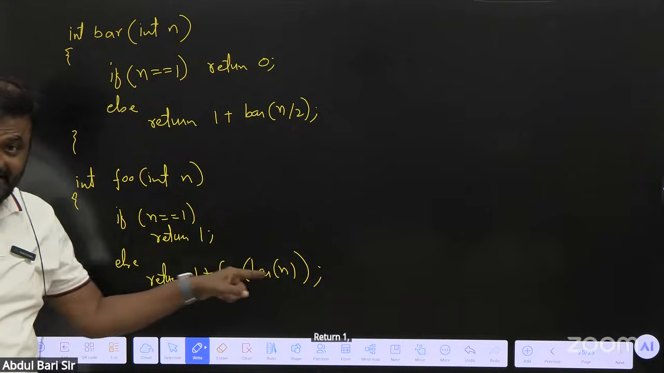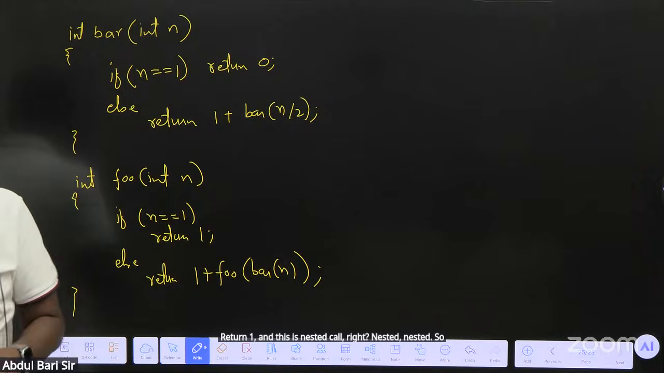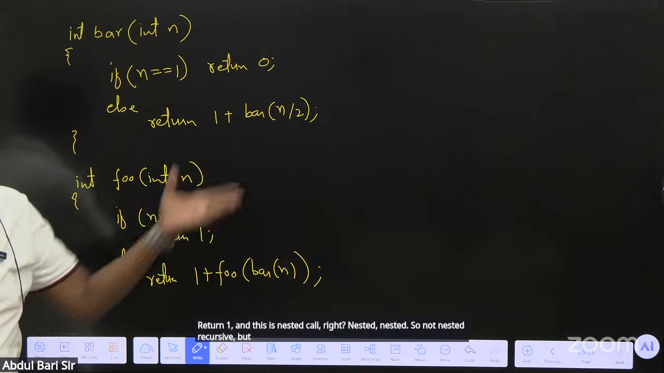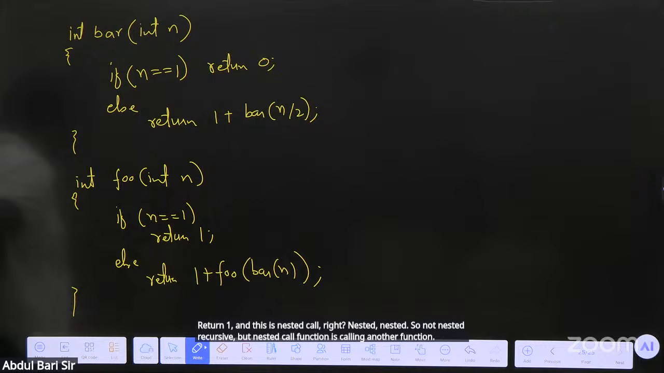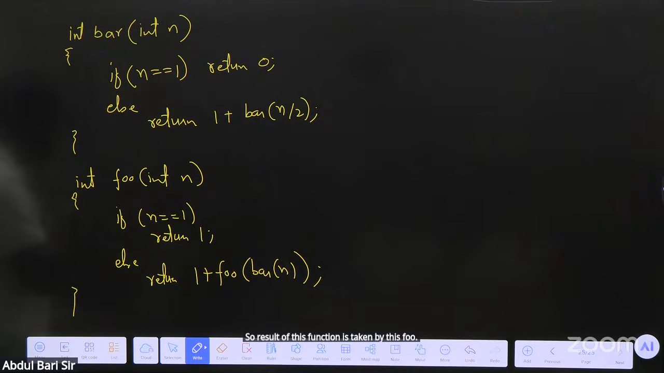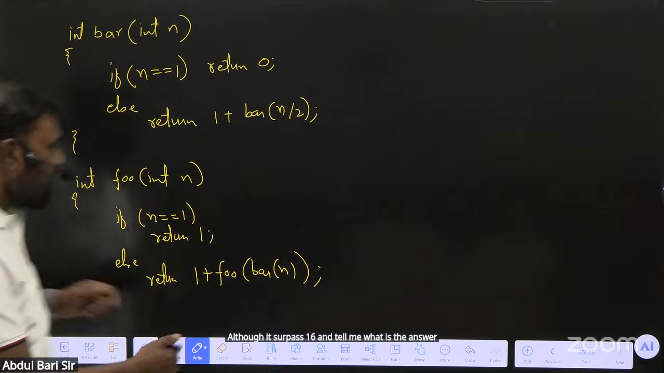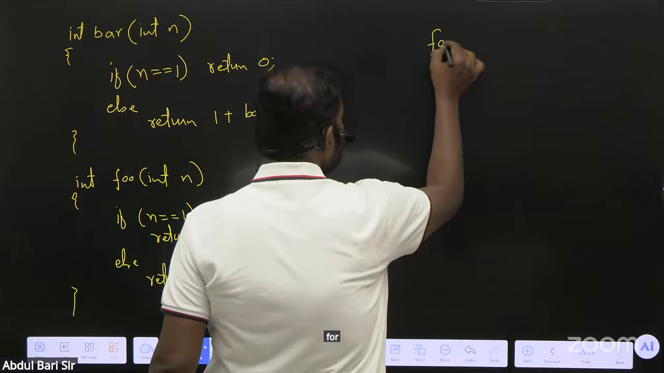And this is a nested call, right? Not nested recursive, but a nested call. A function is calling another function. So the result of this function is taken by this foo. All right. So pass 16 and tell me what is the answer. For foo of 16, tell me what is the answer.